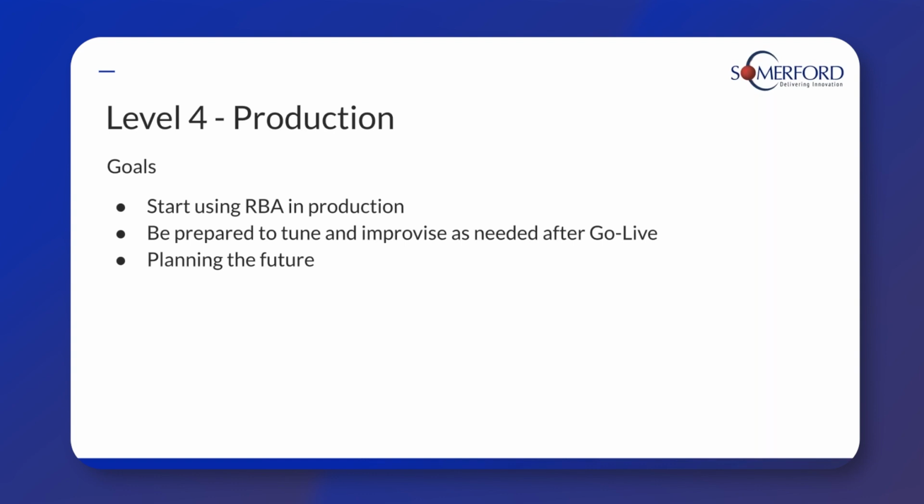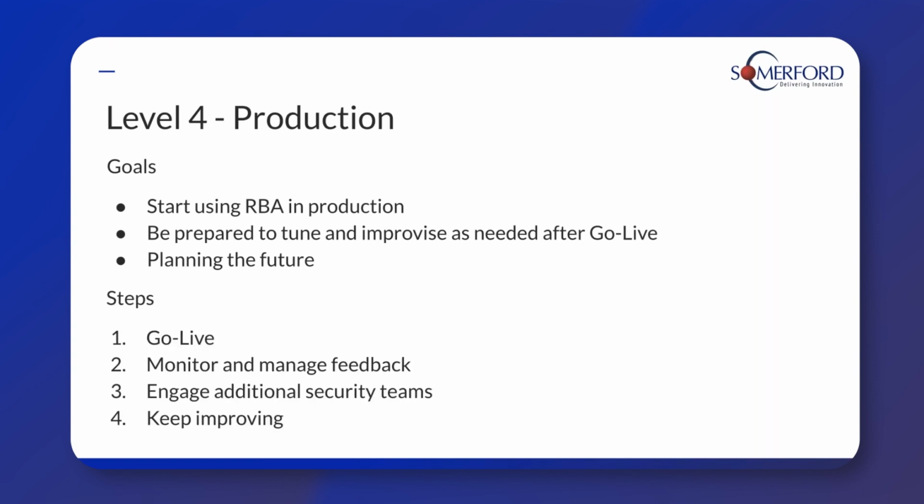Even though we're in production now, we've still got to be ready to tune it, improvise it as needed, expand it, plan for the future. That's the kind of level 4 that we need to do and make it iterative, right? Steps for this is go live, get feedback again. So we're getting more feedback. This isn't user acceptance testing now. This is, it's live. How can we make it better?